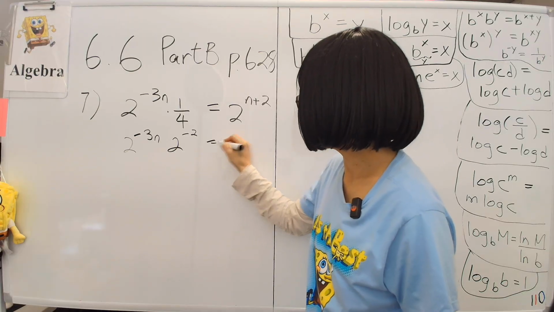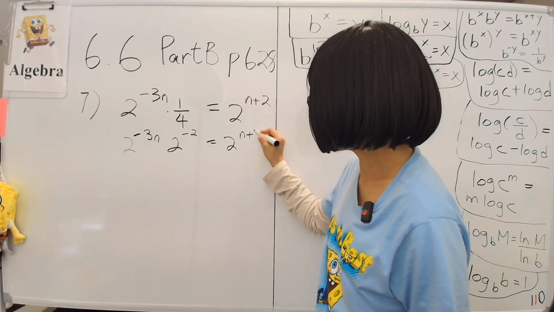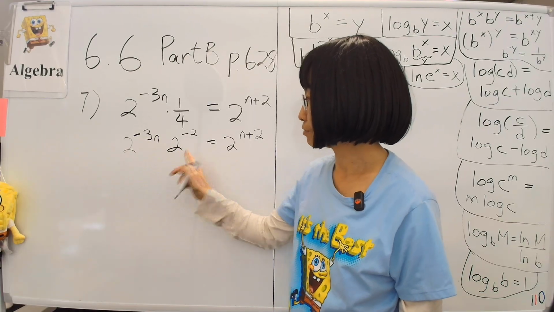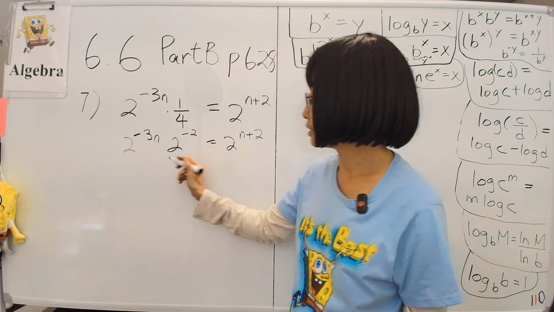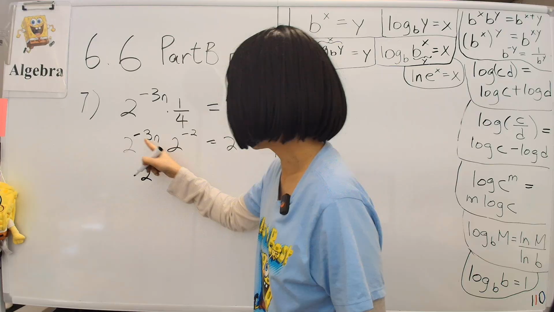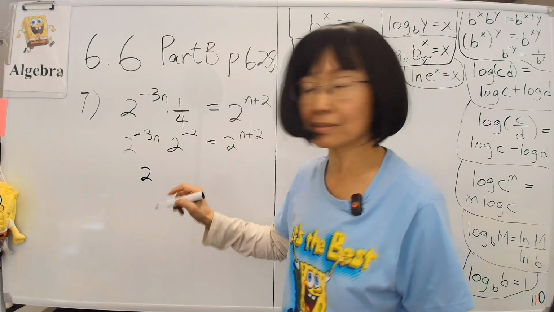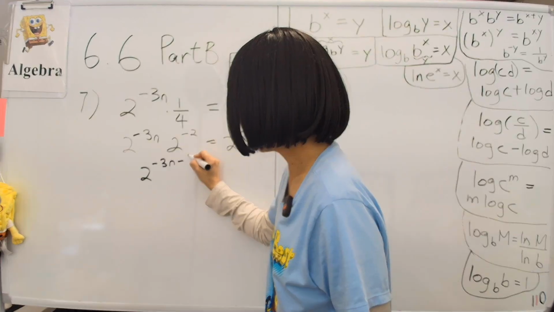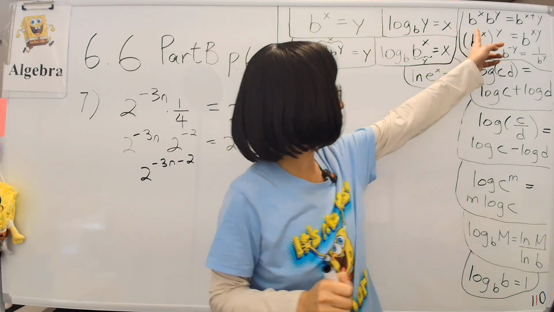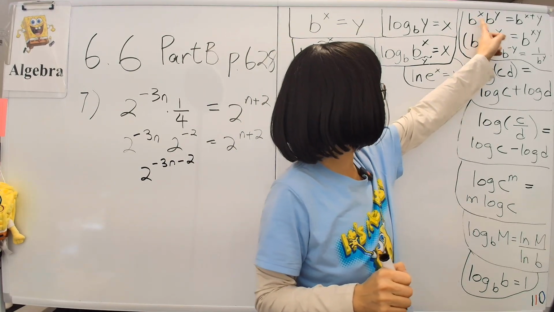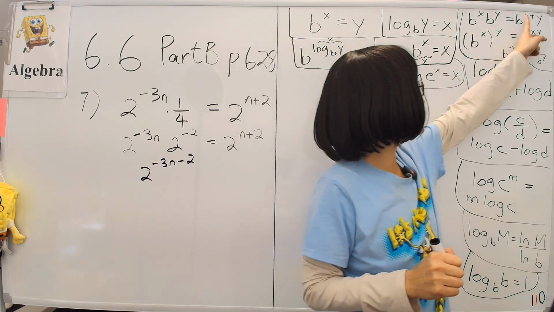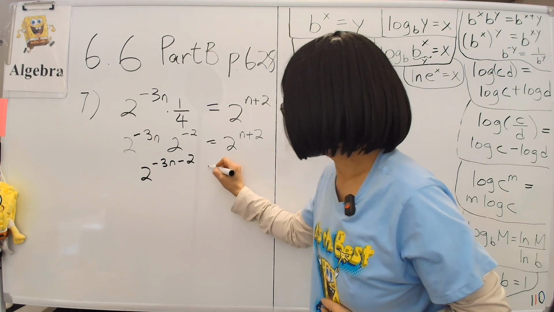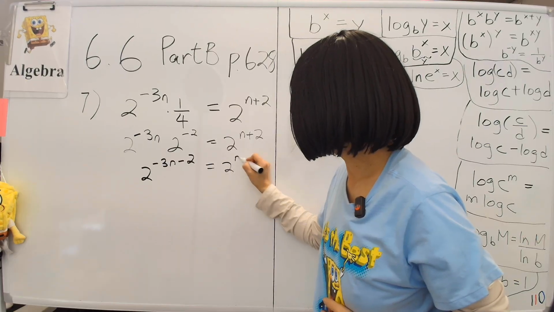And then that equals the same thing here. That doesn't change. Next, when you have the same base, see there's 2 and 2 right here, you can add up the exponents and write it under one base, like this. Adding a negative number is the same as just the negative number, so minus 3n minus 2. That follows this rule right here: when you have the same base, the powers can be added up under just one base. So that equals 2 to the power n plus 2.